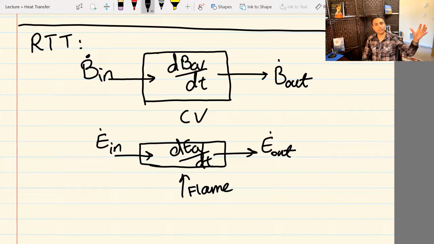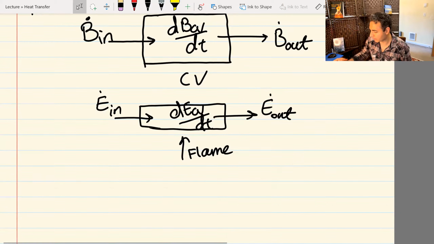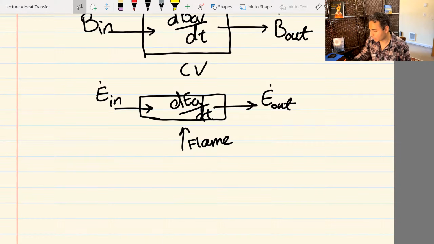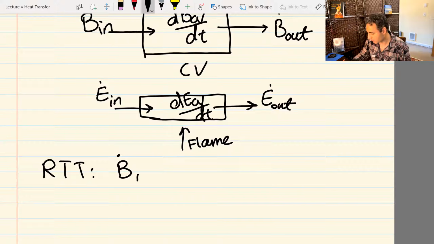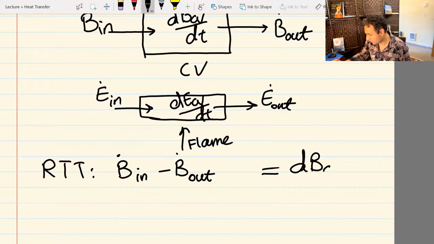Some of that extensive property is carried with mass and comes in, and some of it goes out with mass. But inside the control volume, it can also change if the process is not steady state, which we're going to talk about. All right, so what Reynolds transport theorem said is basically this. This is what you learned in fluid mechanics. When you have this B dot in and B dot out, Reynolds transport theorem (RTT) basically says B dot in minus B dot out equals the change of B in the control volume, like this.